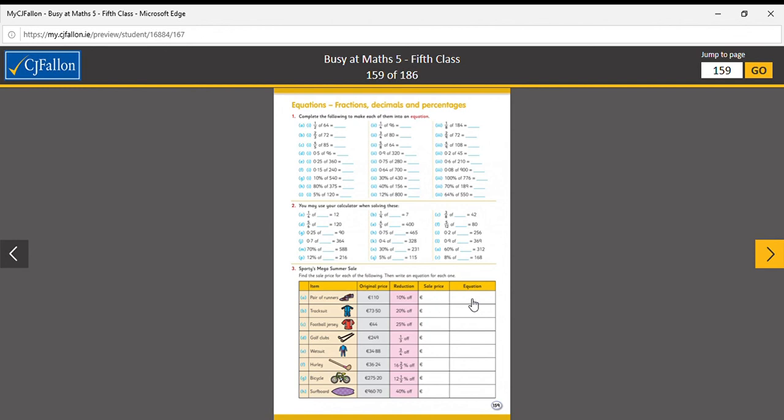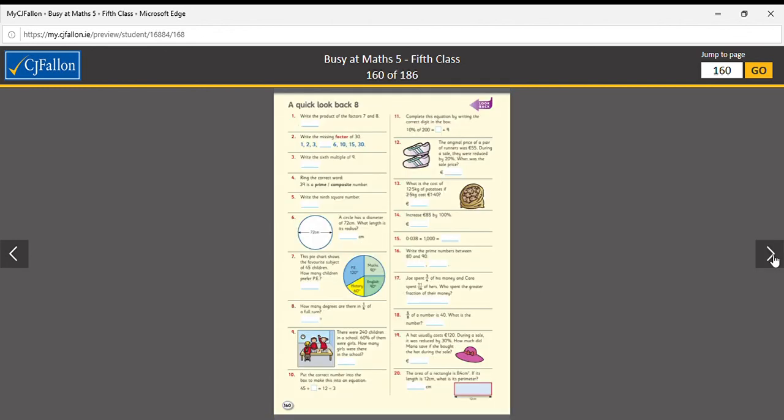Don't forget to write in your equation, which is going to be 90% of 110, or you could do 110 take away 11 instead if you wanted to do it that way. Both ways are acceptable. And that's the quick look back. We don't need to have a look at that at all. So well done, folks. Hard work.